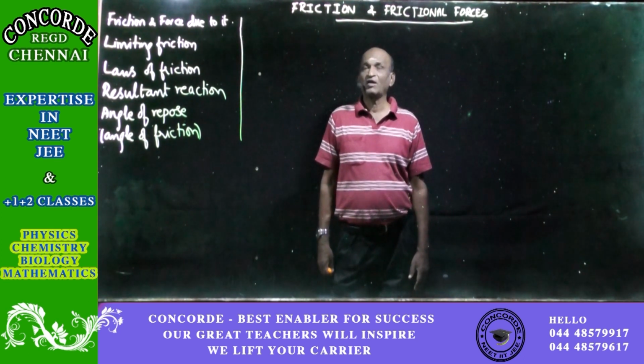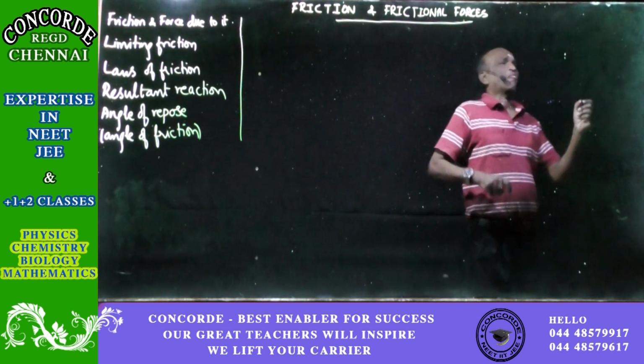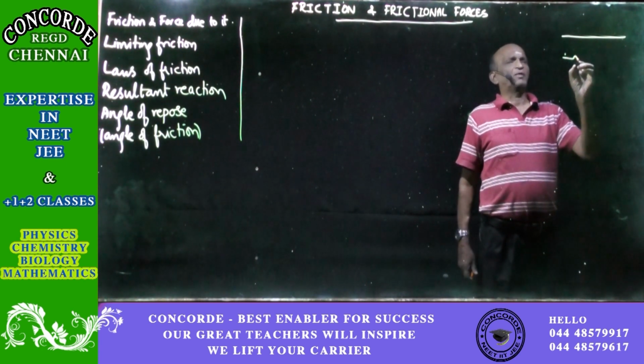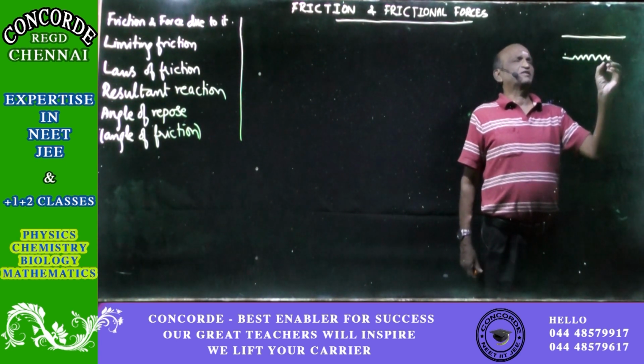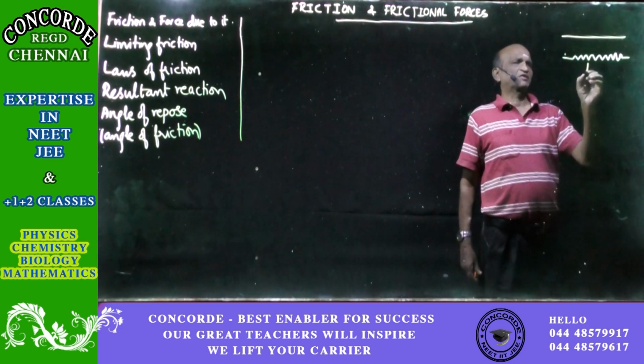And rough surface means what? When a body, instead of being plain like this, has got ups and downs, then such a surface is called a rough surface.